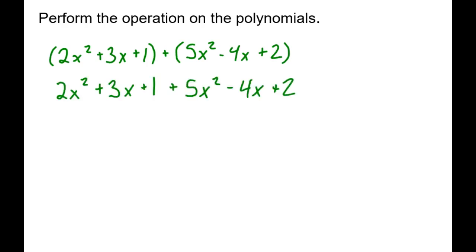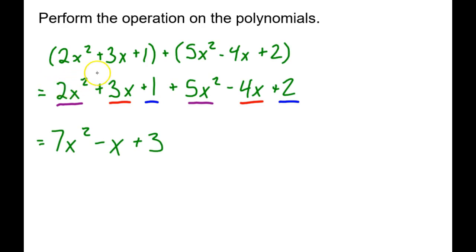How we're going to add these two polynomials together is by combining like terms. Like terms are going to be terms that have a variable raised to the same power. So I see I have a 2x squared and a 5x squared. Both of those have a variable raised to the same power. They are like terms. There's a 3x and a negative 4x, same idea. And then we also have a constant and a constant. So we just have to combine any like terms together, and that will be the simplified form.